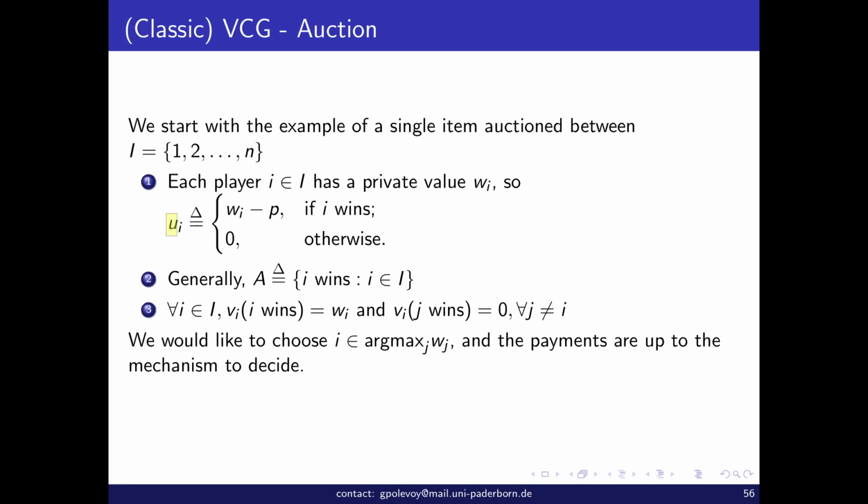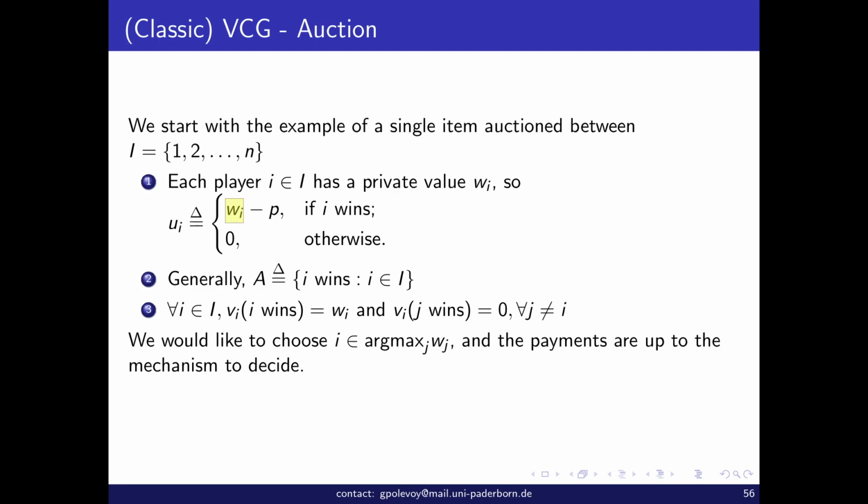If player i gets that item, wins that item, and has to pay the price p, then the utility is that item's actual value, which only player i knows, it's private, minus the price. And if she doesn't win, then she doesn't get anything, she doesn't pay. The utility is 0. The fact that we can express our utility as the value minus the price is because we assume that this is quasi-linear.